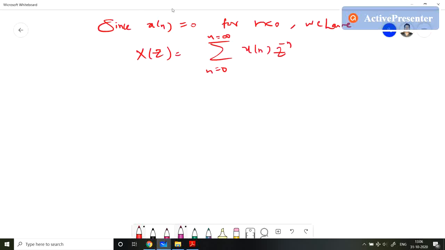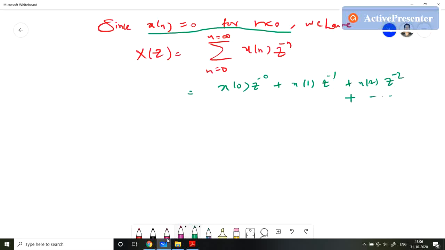So we have started our analysis by assuming that xn is equal to 0 for n less than 0. That means we are considering only causal sequences. So it is written as x0 z raised to the power minus 0, x1 z raised to the power minus 1, x2 z raised to the power minus 2, and so on. As z tends to infinity, z raised to the power minus n tends to 0 for n greater than 0.